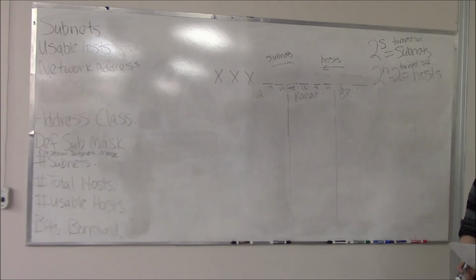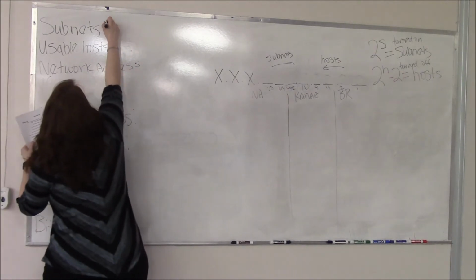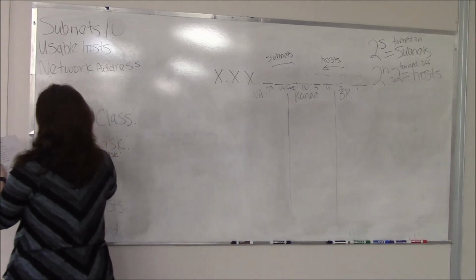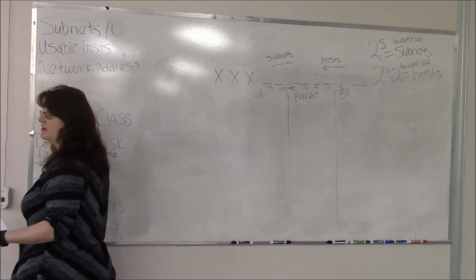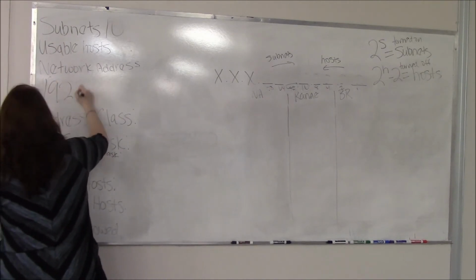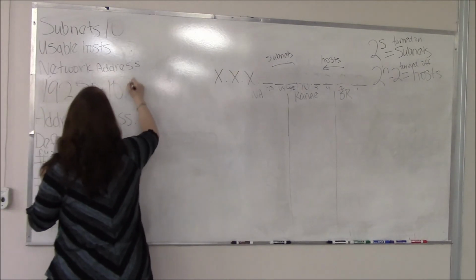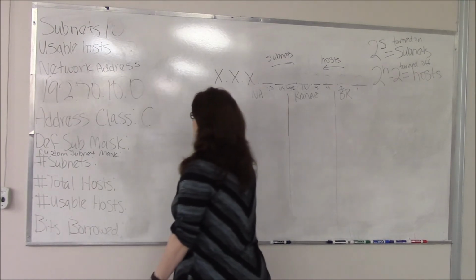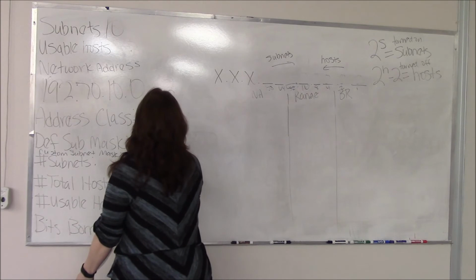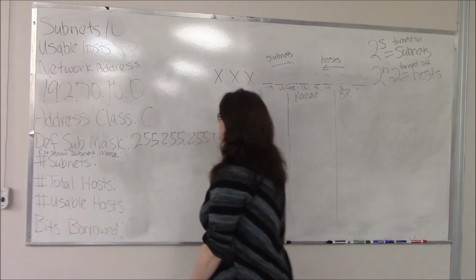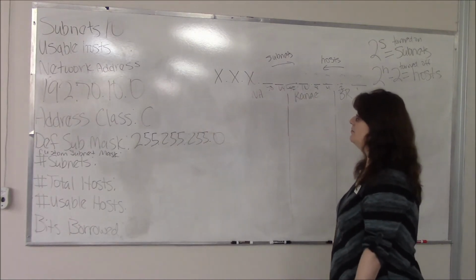Let's look at problem 6. I need 10 subnets. Don't care about addresses. I just need 10 subnets. Don't care how many addresses I have, but that's what I need. And my network address is 192.70.10.0. Obvious one, address class is a C. Default subnet mask is still the same, C default mask. Okay, so now I need to figure out how to get 10 subnets.